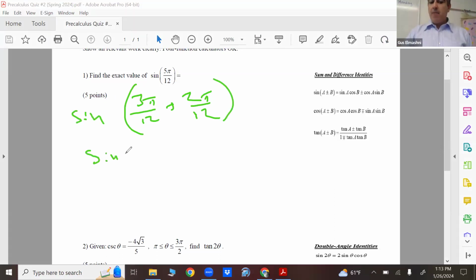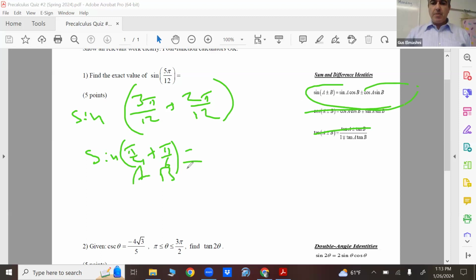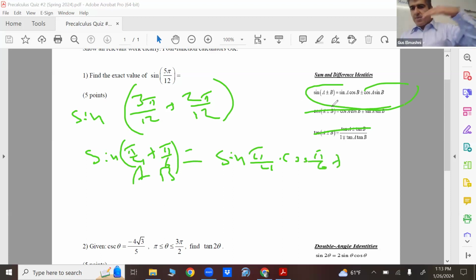And so then sine of pi over 4, by the way, plus pi over 6. And then you see which form you're going to use, not this one, but clearly that one, right? And that's A, that's B. So you just simply substitute sine of pi over 4 times cosine pi over 6 plus, right? Because you see the plus are in the same position. Cosine pi over 4, sine pi over 6.